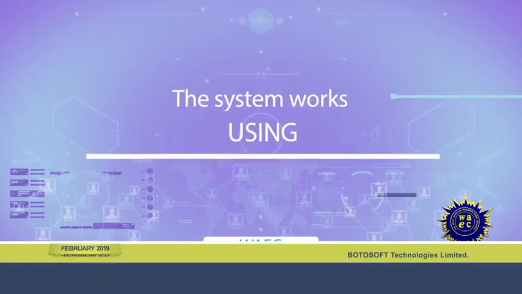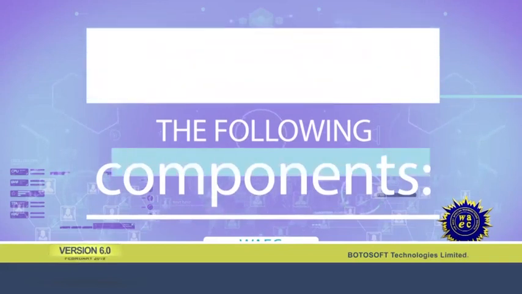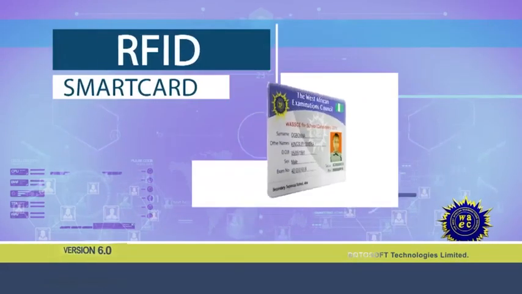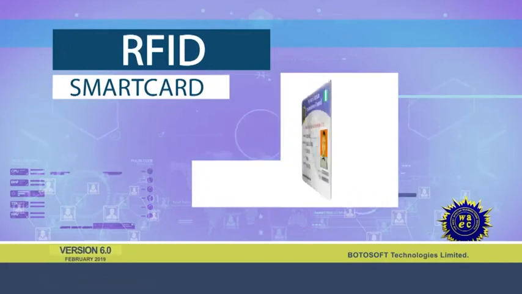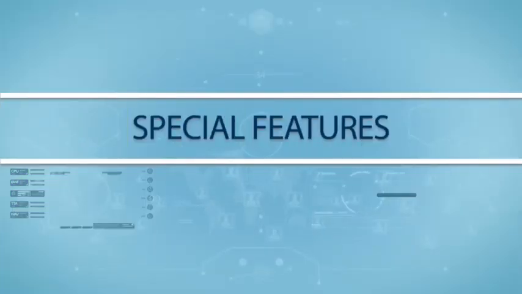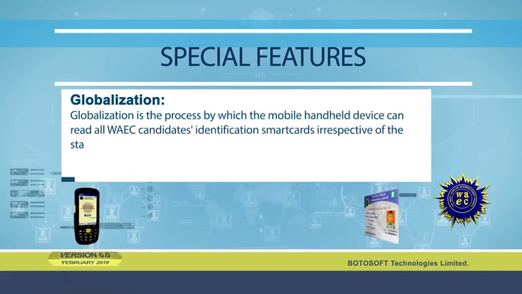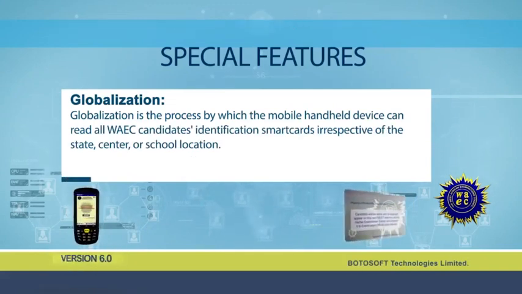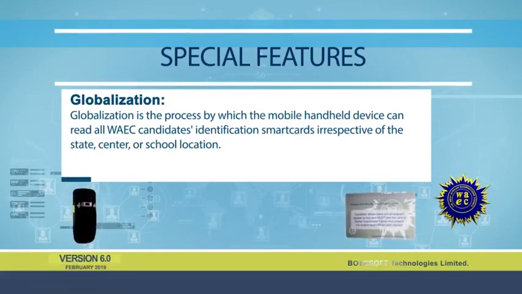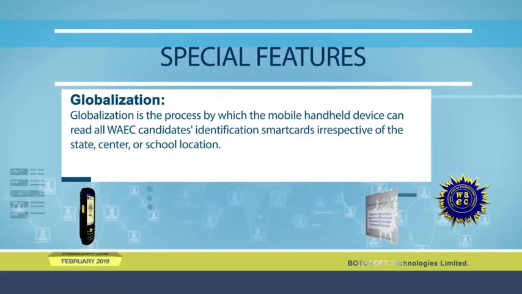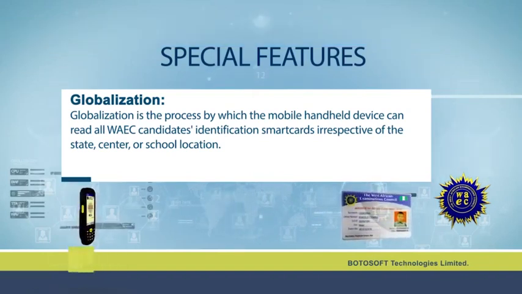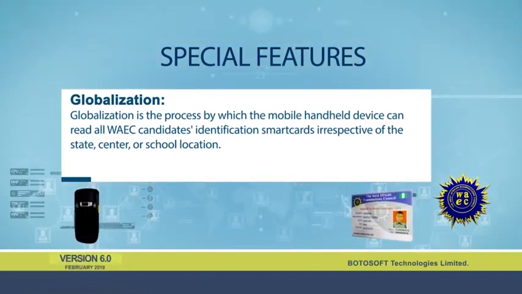The system works using the following components: mobile handheld device, RFID smart card. Special features: globalization. Globalization is the process by which the mobile handheld device can read all WAEC candidates' identification smart cards irrespective of the state, center, or school location.